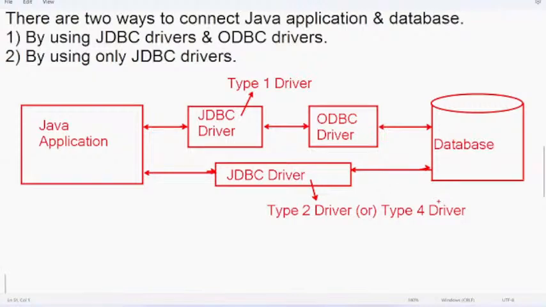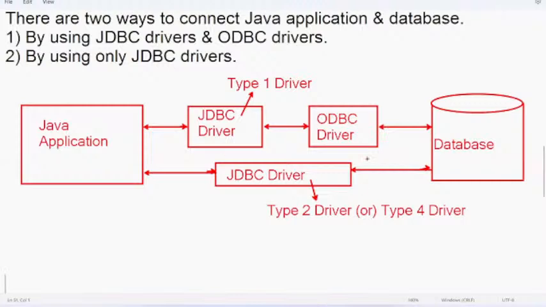About type 3, I didn't include it here. Type 1, type 2, type 3, type 4: for each driver, the advantages, disadvantages, architecture, functionality, and the program, you have to learn all of these. Java program and database connection program. Once the connection is established, then you can perform the task. First, connection establishment is required.